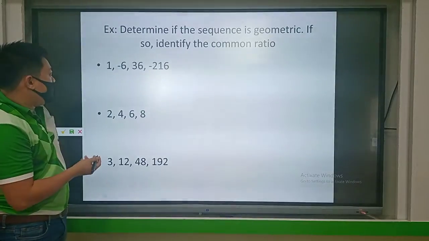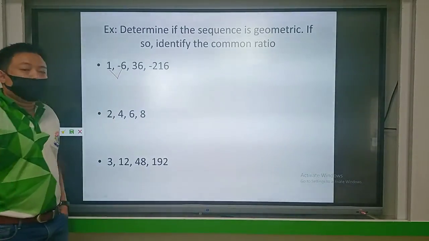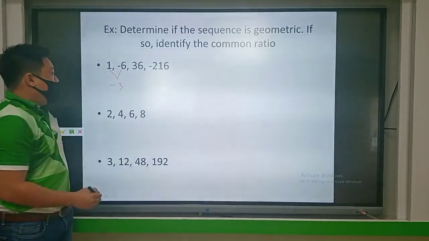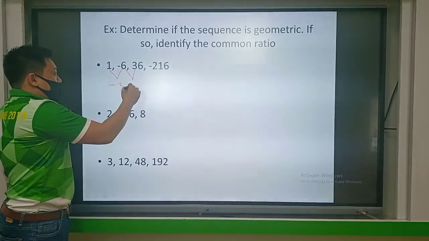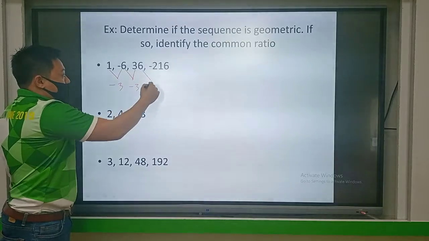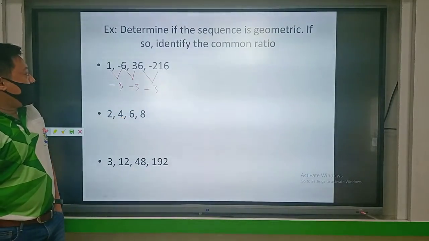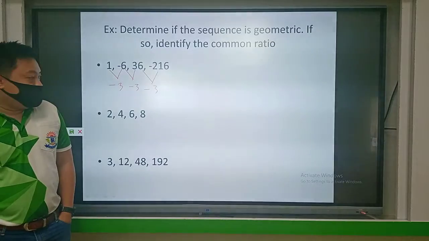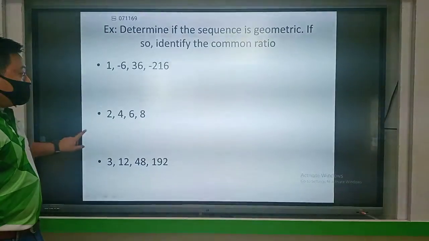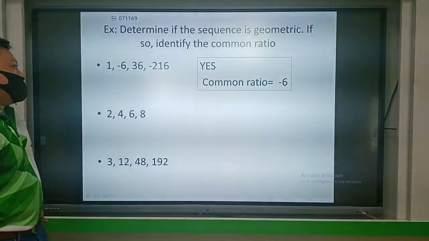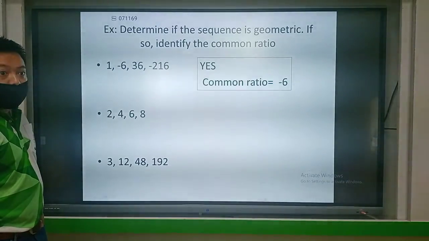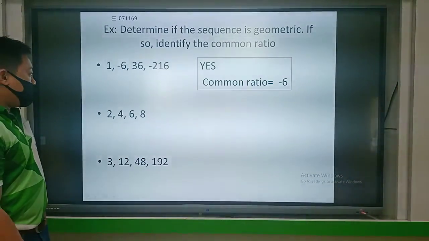What do we multiply to get -6? We multiply with -3, times -3, also times -3. So I think number 1 is a geometric sequence. Let's see. Yes, of course, it is a geometric sequence with common ratio -3. Our R is -3.